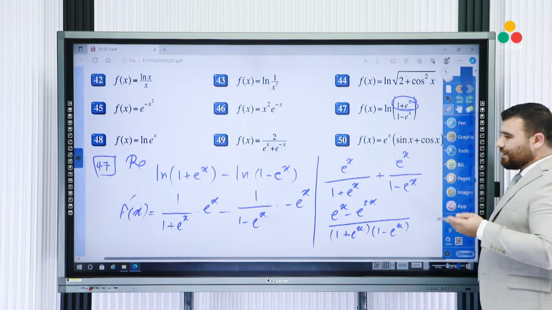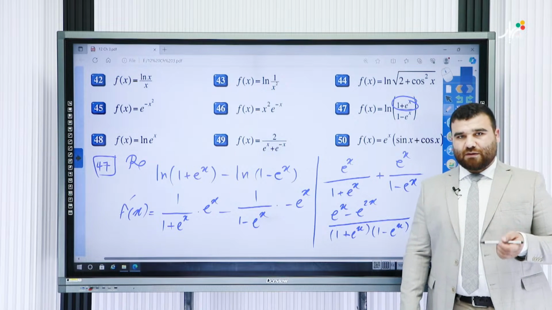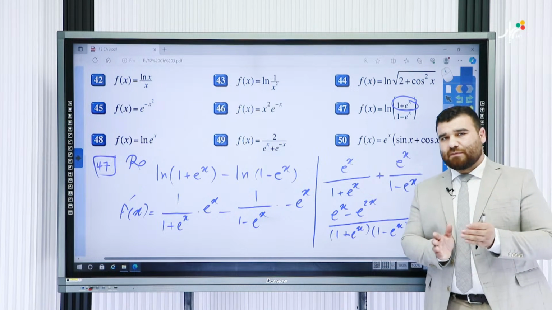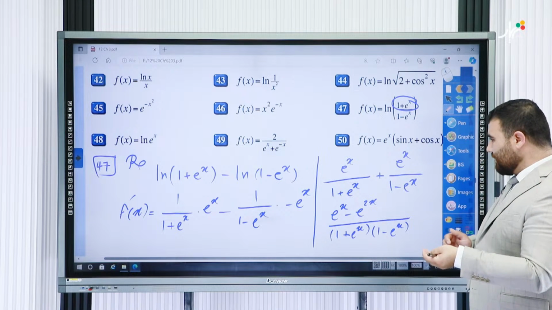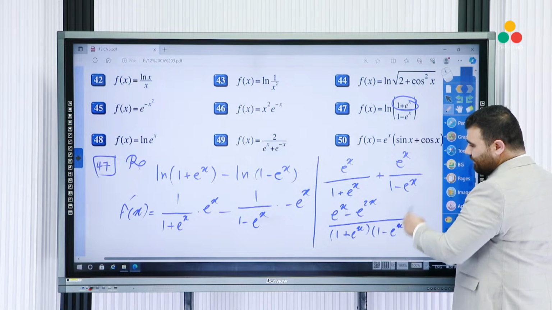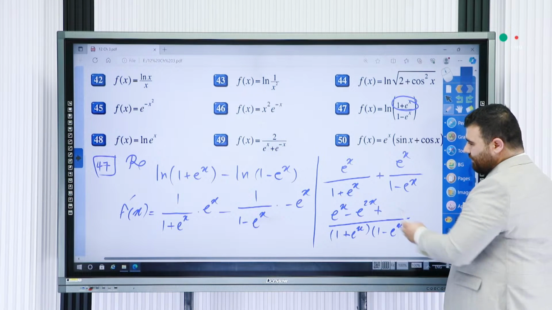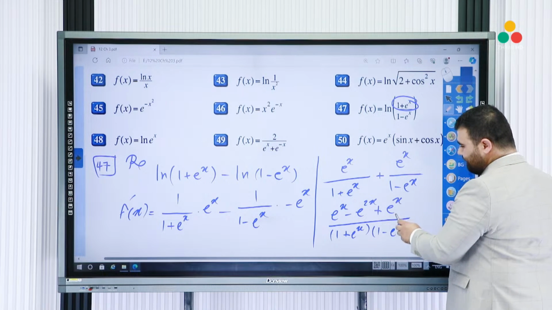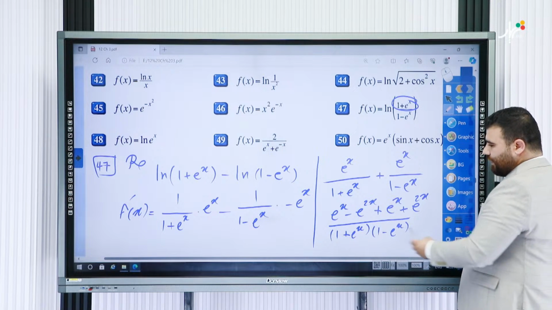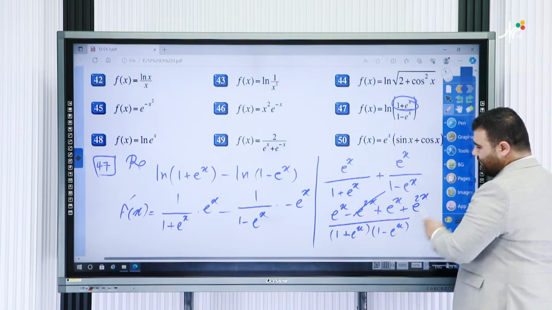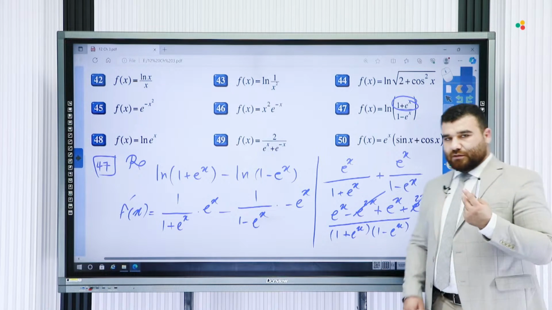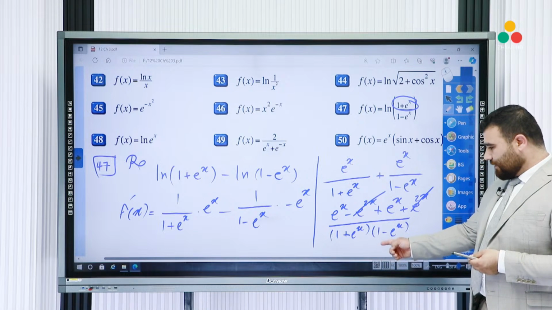When we multiply e^x by e^x, it will be e to the power 2x, because when e has two different powers, the powers are added: x plus x, which is 2x. That's where we get this from. Plus e^x plus e^(2x). Now, that's negative e^(2x) and that's positive e^(2x). They cancel out each other. So the answer is 2e^x over this.